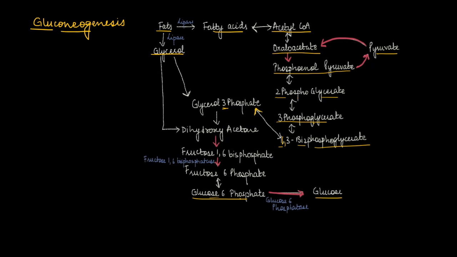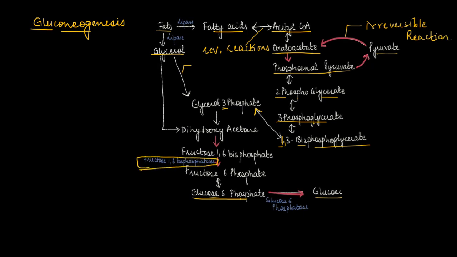Now here, these white lines represent reversible reactions, whereas these pink lines represent irreversible reactions. And these enzymes, you need to know them: fructose 1,6-bisphosphatase and glucose 6-phosphatase. You should know them.